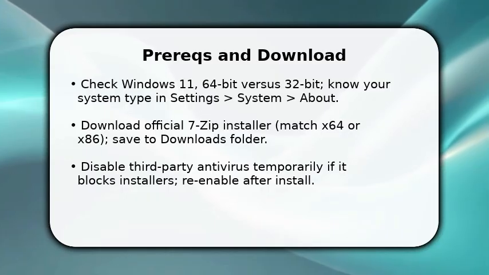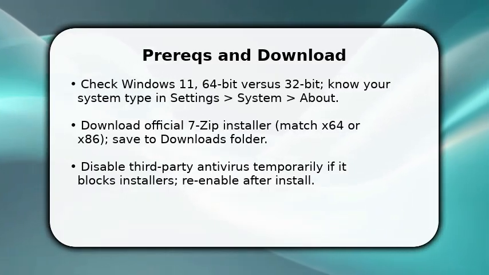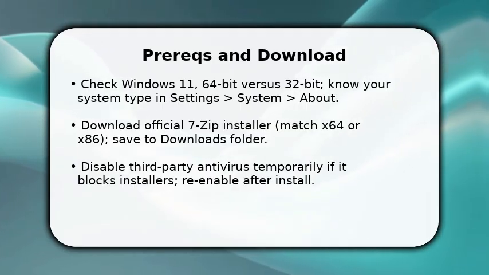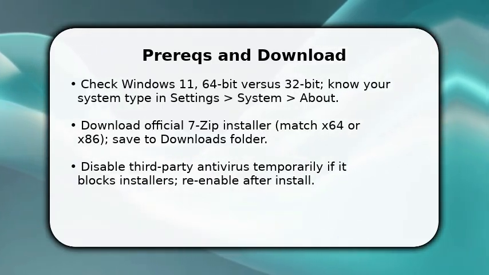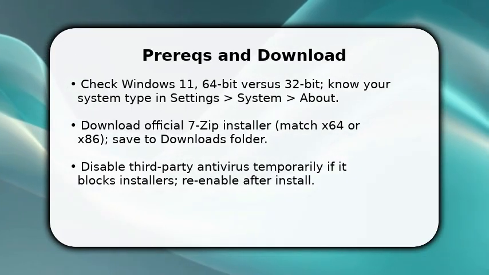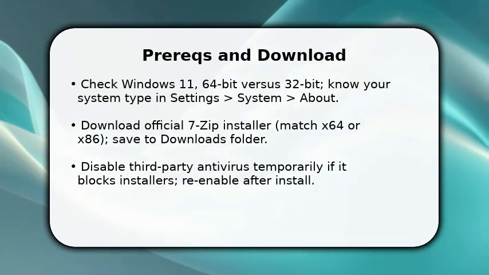You start by confirming your Windows 11 architecture so you get the correct installer. Open Settings, go to System About, and note x64 or x86. Once done, open your browser, search for the official 7-zip release, and download the matching exe into Downloads.